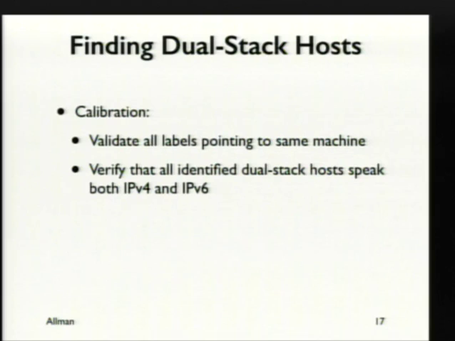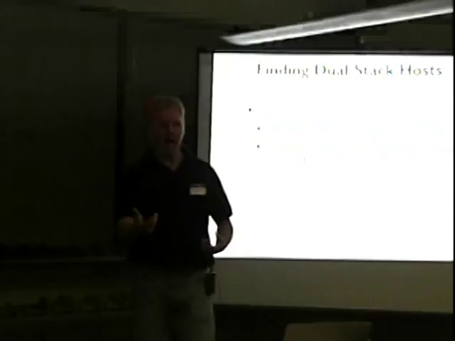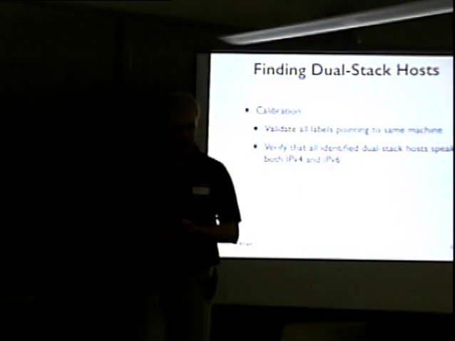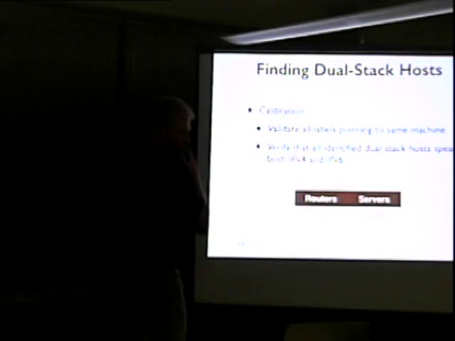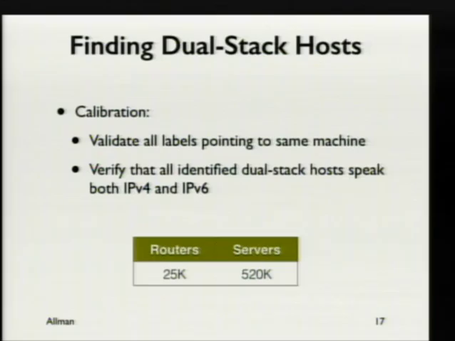So even if the SSH ports aren't available to us, we do other things. And I should also note that all these dual stack hosts we found, we actually verified that in some way they speak both V4 and V6. So this is not some artifact of the DNS where somebody put in a quad A record but didn't actually light up V6 on their network or on their device. And so we ended up with sort of two lists of hosts, 25K routers around the internet, and over 500,000 servers.